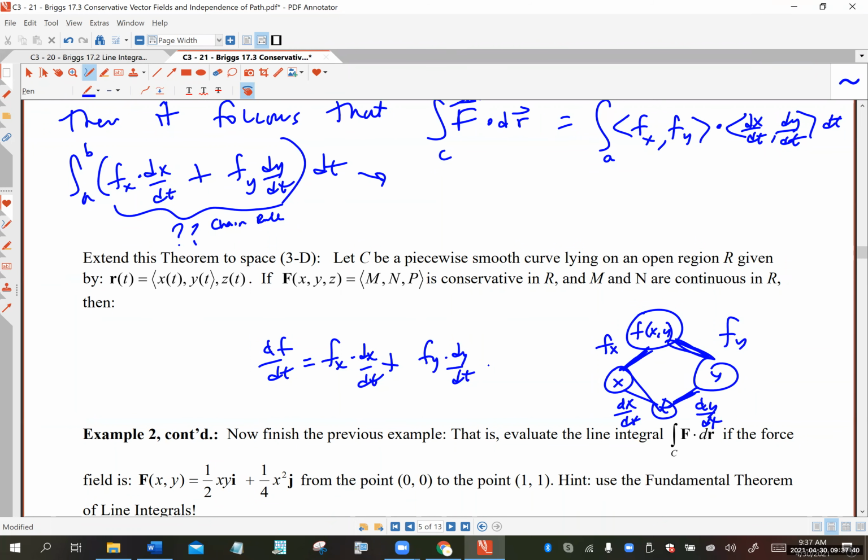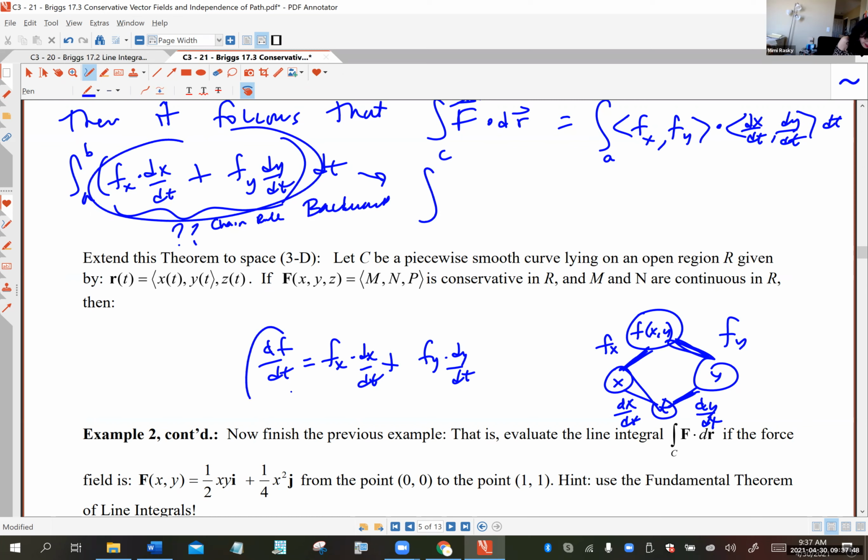Yes. Okay, so what I'm going to do is apply the chain rule backwards. So I'm going to use the chain rule backwards on this sum. I'm just going to replace it with what it is. It's just the derivative of f, that scalar function, with respect to time t.